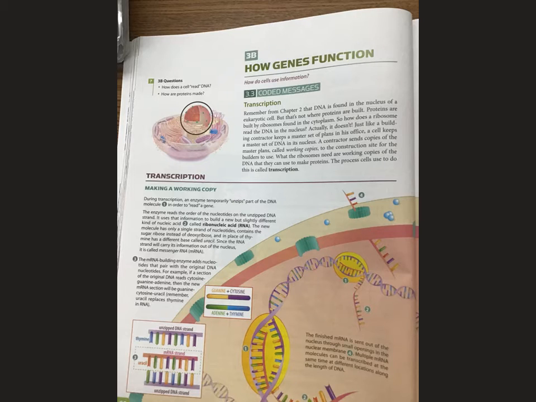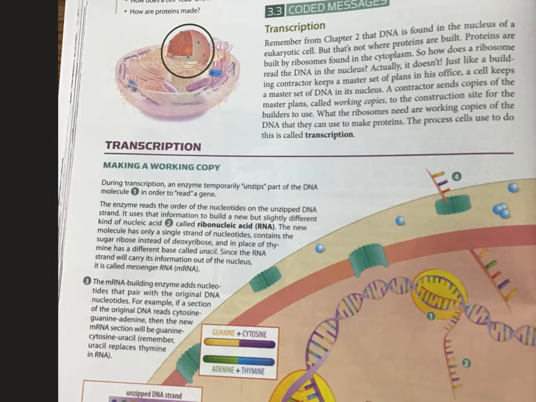Let's go to the next page. Got quite a few things on the next page here. Okay, so here on this page, you need to know the word uracil. In other words, you need to know that the new molecule has a single strand of nucleotides, contains the sugar ribose instead of deoxyribose, and in the place of thymine, it's being replaced with uracil. Okay? So you need to know that word uracil, that thymine is being replaced with uracil.